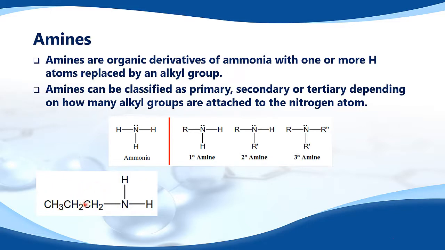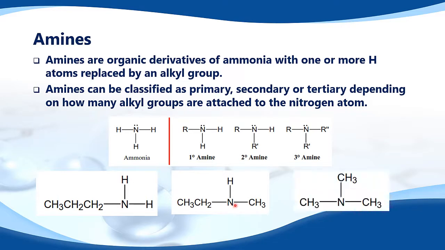So let's classify these amines here as primary, secondary, or tertiary. Here's the first example. We have two hydrogen atoms and one alkyl group. It's a primary amine. Here we have one hydrogen atom and two alkyl groups. That's a secondary amine. And here we have no hydrogen atoms and three alkyl groups, so that's a tertiary amine.